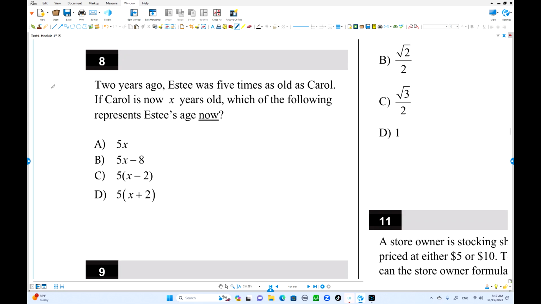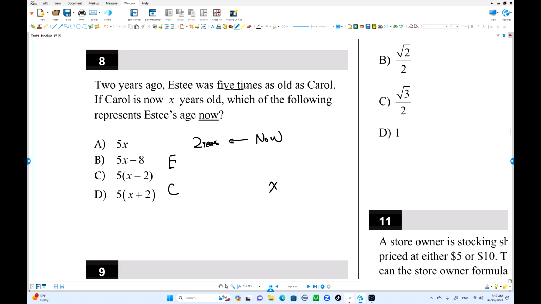2 years ago, SD was 5 times as old as Carol. Carol is now X years old. We can divide it into 2 parts, now and 2 years ago. Okay, this is SD, Carol. Carol's now X years old.